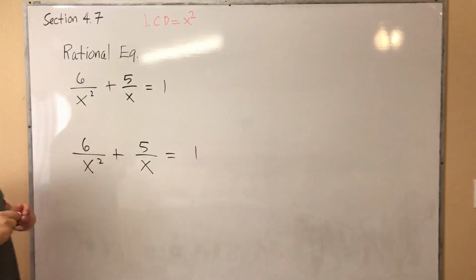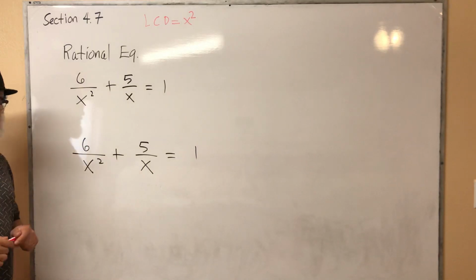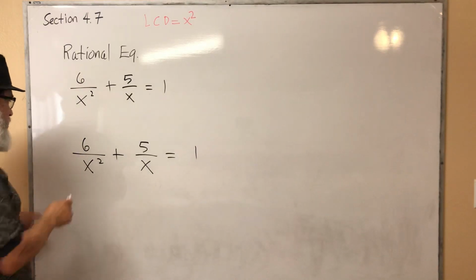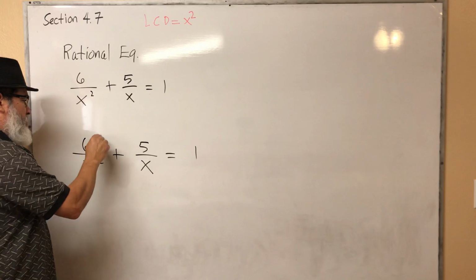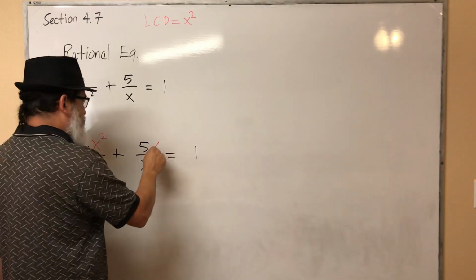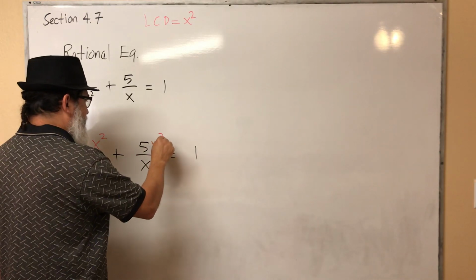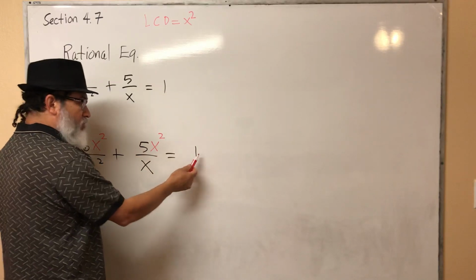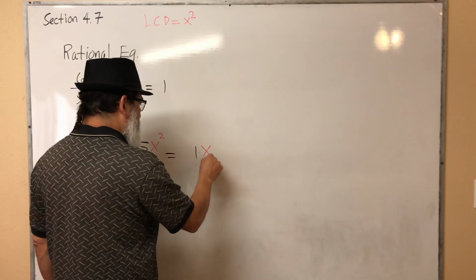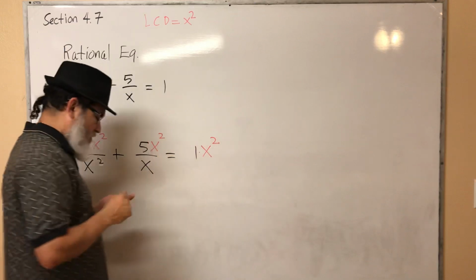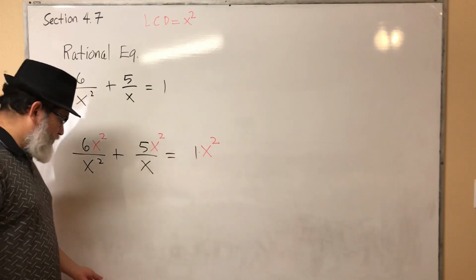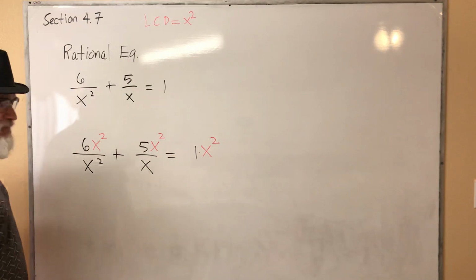So I'm going to multiply every numerator by x squared. So multiply this by x squared. Multiply this numerator by x squared. And multiply, that's the numerator, this by x squared. Okay? And now we're going to simplify this.